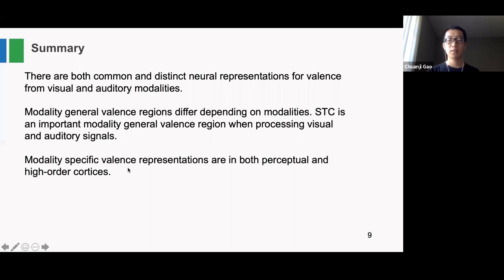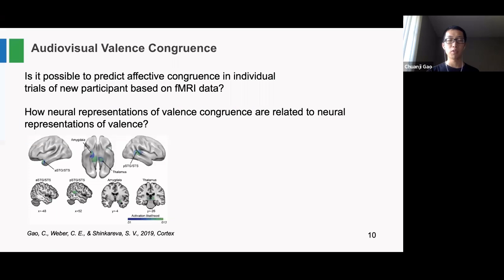So these results basically suggest how our brain actually represents the emotions from visual and auditory modalities. It seems like we have a very flexible system of brain areas that are used when we are processing signals from what we see and what we hear. And there are some common and also some distinct areas that can be used to better represent the emotions.